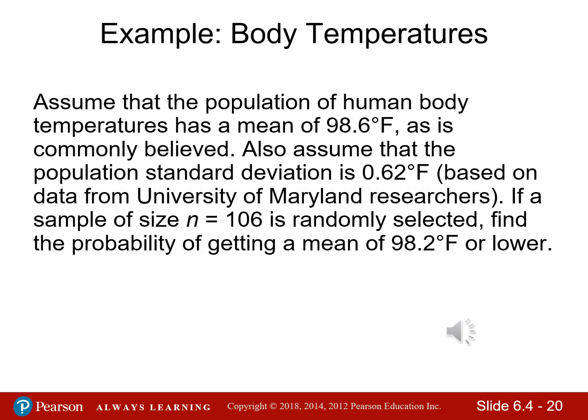Let's consider this example. Assume that the population of human body temperatures has a mean of 98.6 degrees Fahrenheit, and also assume that the population standard deviation is 0.62 degrees Fahrenheit. If a sample size of n equals 106 is randomly selected, then find the probability of getting a mean temperature of 98.2 degrees Fahrenheit or lower.